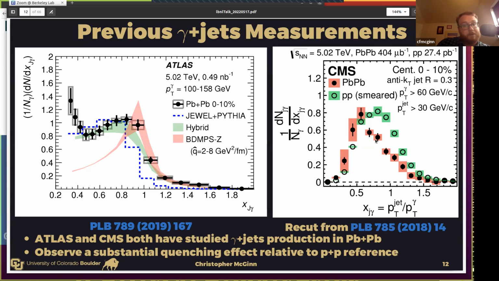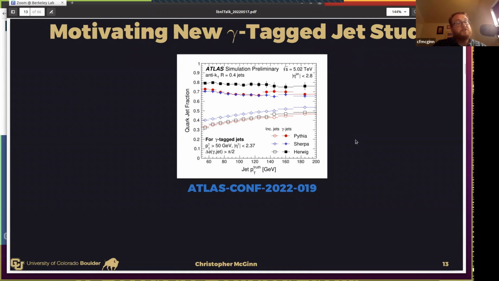So what we observe when we compare the PP and the lead on the right-hand plot from CMS is a significant suppression of the more balanced pairs, the XJ gammas that would be closer to 1, right? There's this depletion in the lead. So this is a previous pair of gamma-jet measurements from CMS and ATLAS who have comparable kinematic reach here. So I want to motivate a new study, given that we already have done these studies. What is our new study?